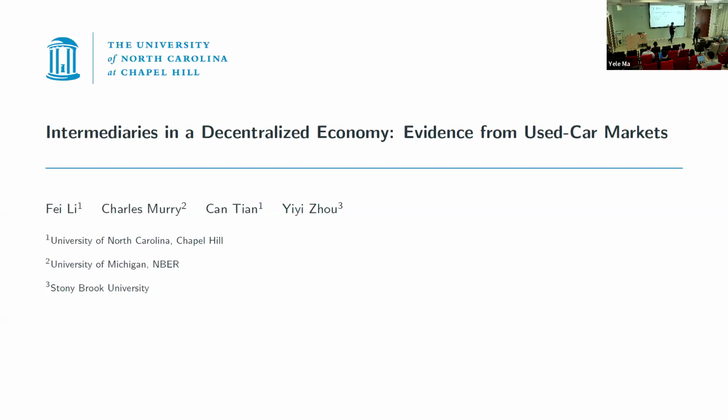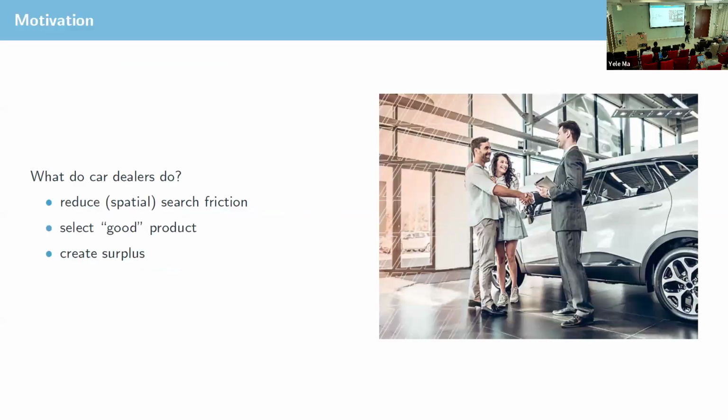We want to talk about the intermediary used car market. In the used car market, there is something we call search friction because people live in different places. Car dealers help us find a focal point so that we don't have to drive around to each seller's office or home. They also help us select better goods. If they hold a high standard, we only need to go to a small number of dealerships to find a better product quickly. So they create surplus.